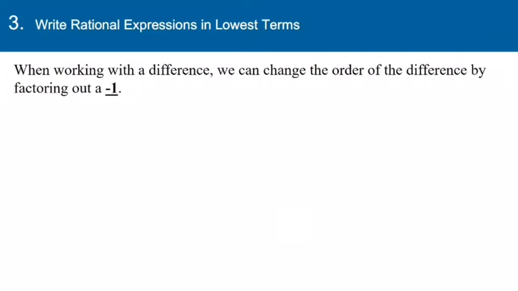Let's see what else we have. When you're working with a difference, you can change the order of the difference by factoring out a -1. And this is a really useful trick, especially for later on. So if we have y minus x, what we can do is factor out a -1, which would make us have -y plus x.